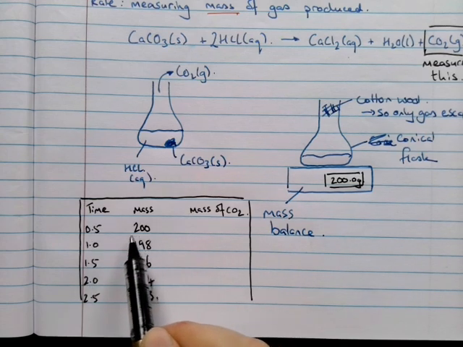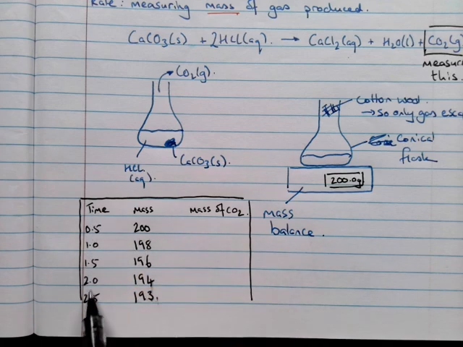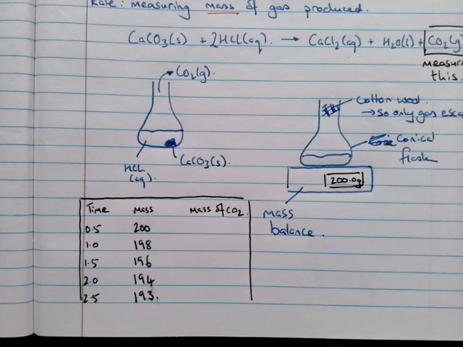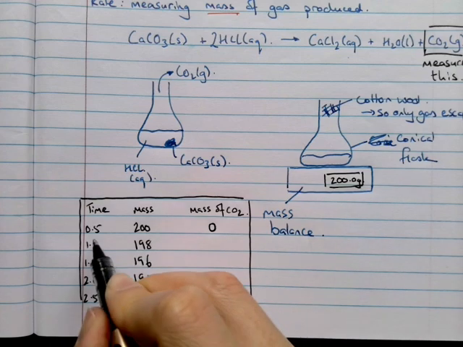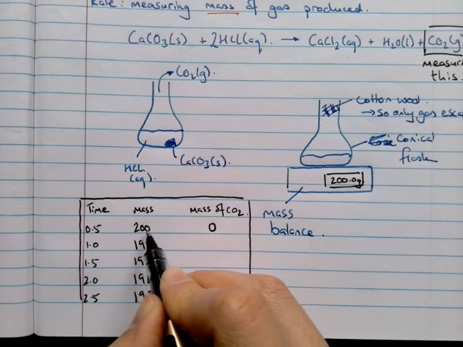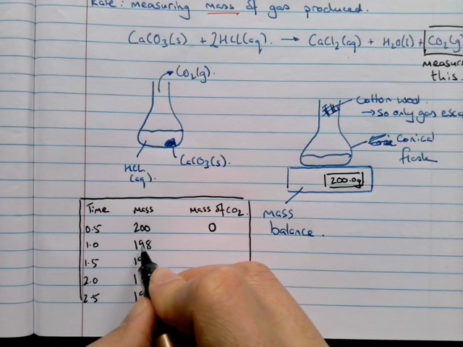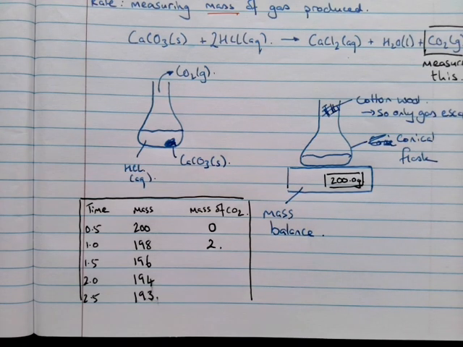So we measure the time and we measure the mass, but we want to know how much mass of carbon dioxide is produced. At the start it's going to be 0, but from 0.5 minutes to 1 minute, my mass changes from 200 to 198. So how much carbon dioxide has been produced? Well, it's just 200 minus 198, so it is 2 grams.